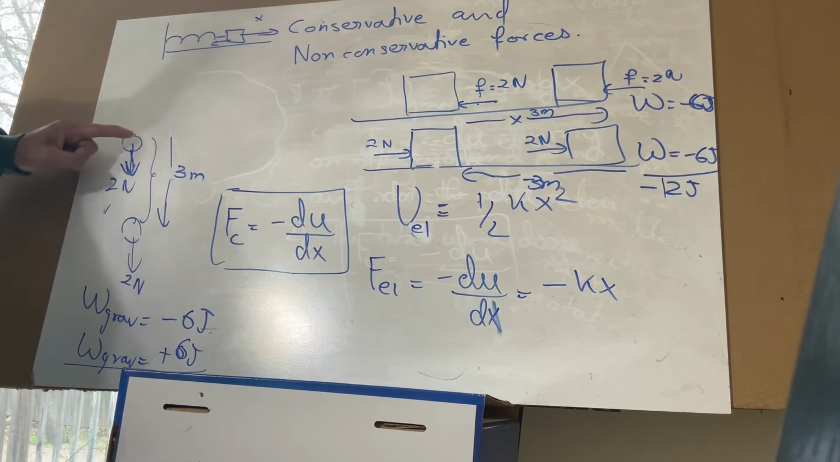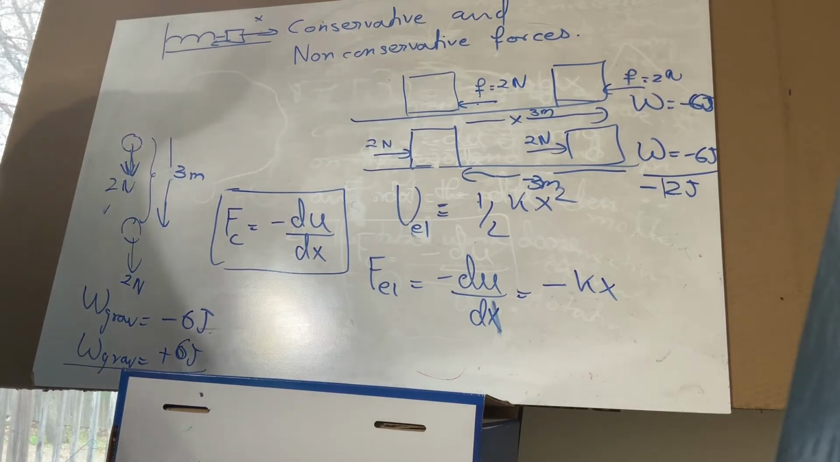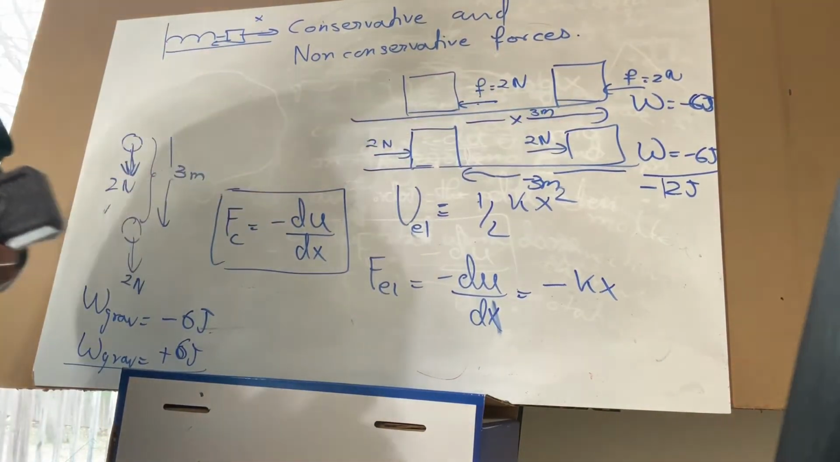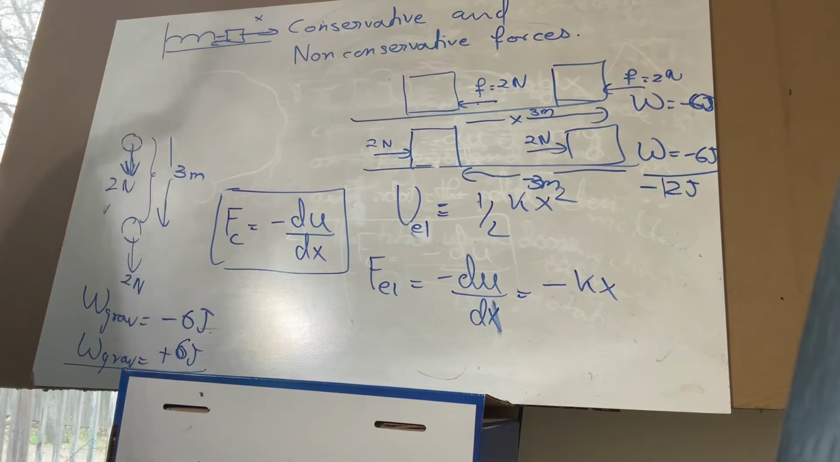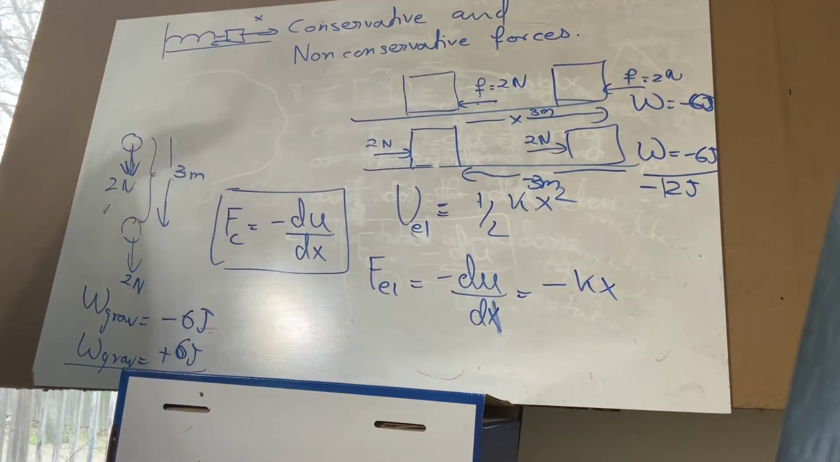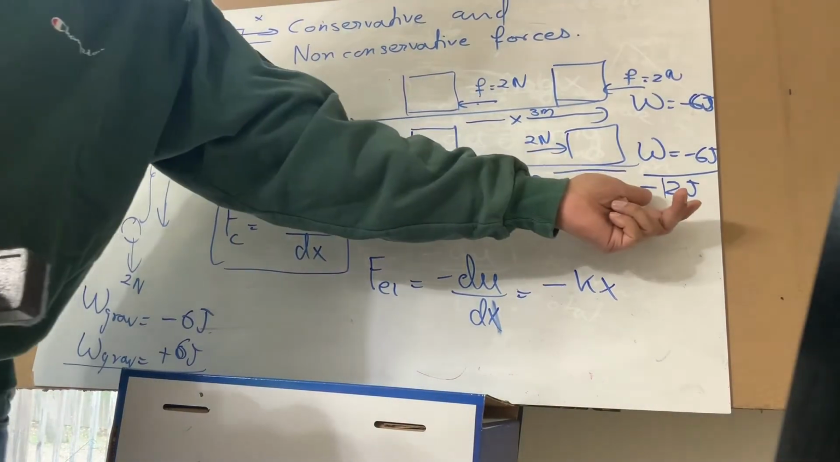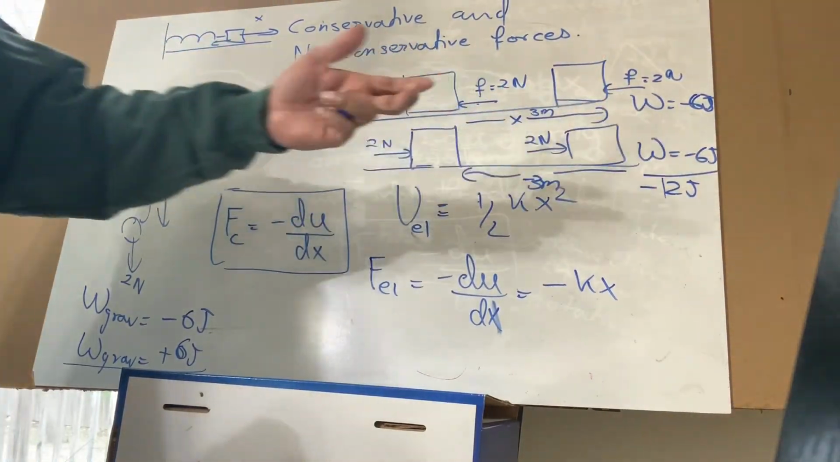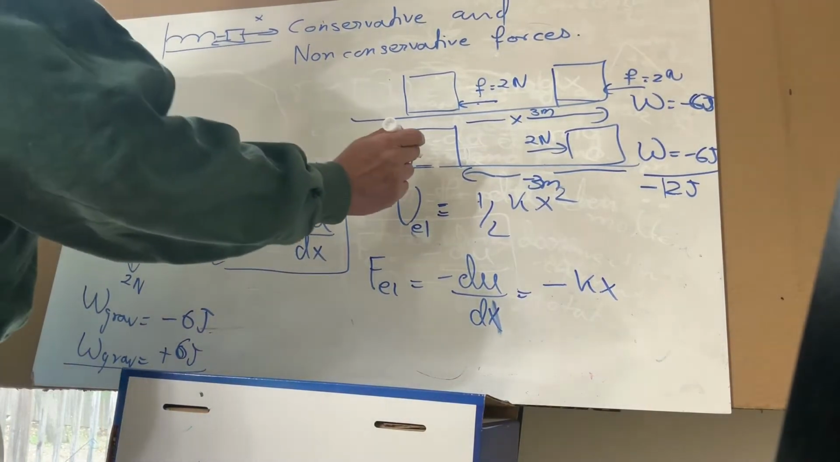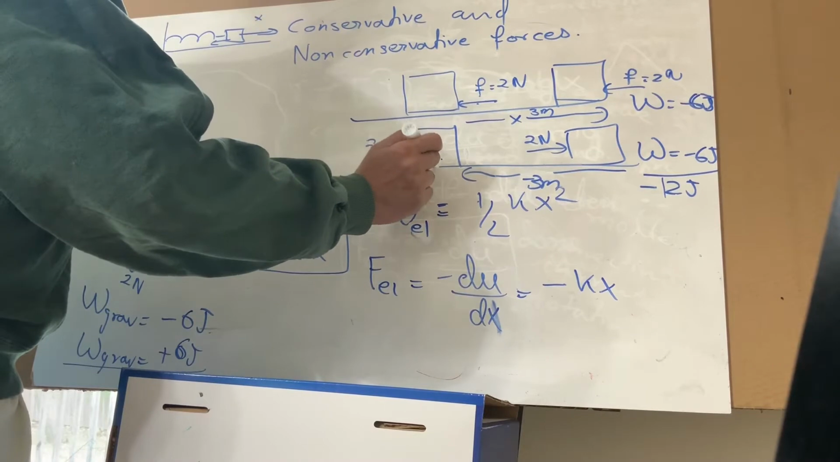But the total work done in going up and coming down will be 0. Whereas in the case of non-conservative forces, the total work done is not zero anymore, right? You get a value of, in this case, minus 12. In other words, the whole system has lost 12 joules of energy. Now, where did that energy go? It goes into heat.